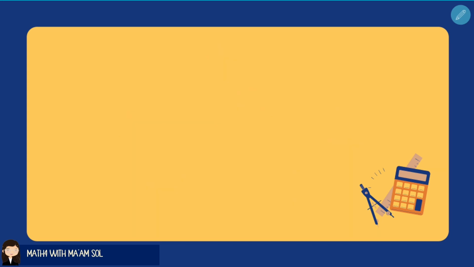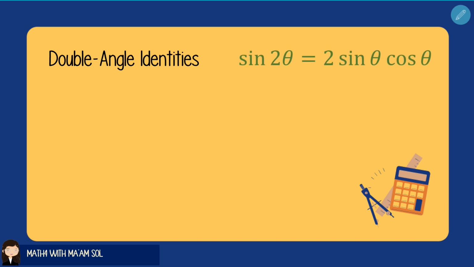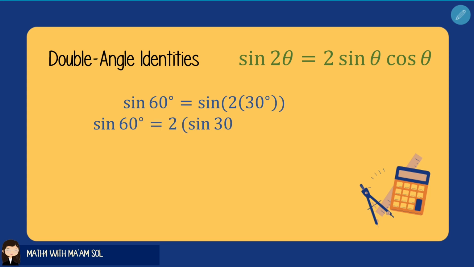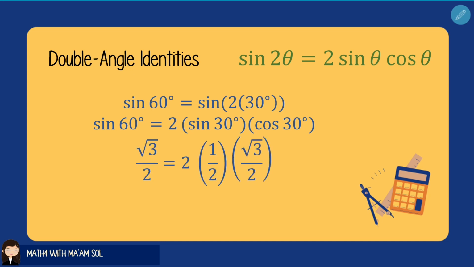Let's try to validate these identities by giving examples. Our identity says that sine 2 theta is equal to 2 sine theta cosine theta. So let's say we have sine of 60 degrees. We already know that the sine of 60 degrees is square root of 3 over 2. The question is, would it be equal to sine 2 times 30 degrees? Let us see. So using the formula, sine of 60 degrees must be equal to 2 times the sine of 30 degrees times the cosine of 30 degrees.